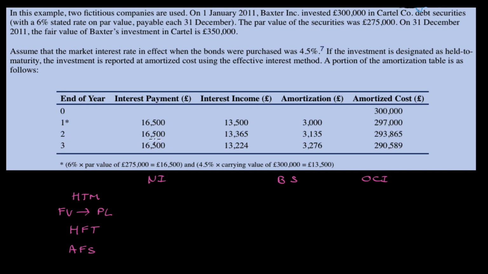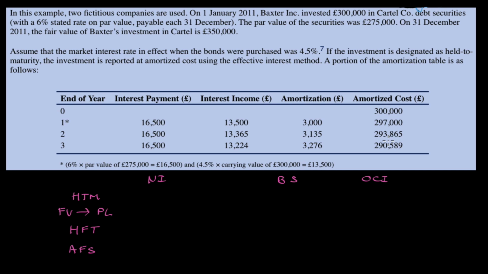Next year, still $16,500 is the coupon, but our interest income is a little bit lower because we have the $297,000, and we multiply that by 0.045. We'll get $13,365. The difference between $16,500 and $13,365, our amortization is now $3,135. So at the end of the year, it'll be $293,865, and we just keep going that way.